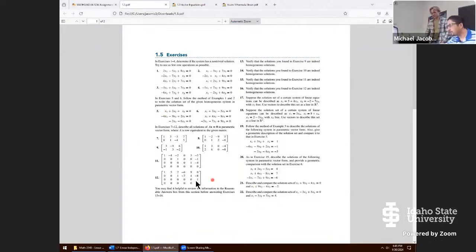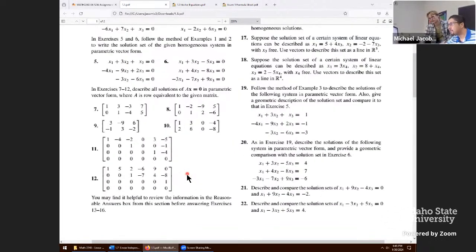Okay, we're looking at 11 on that one. So declaring all solutions based on the parametric vector form is not really equivalent to the given matrix. I'm trying to get this row reduced, right? Yeah, we need to eliminate that -2 to start, and then that 3 eventually. I did eliminate the 2, and then I did that 3, and I got these down.